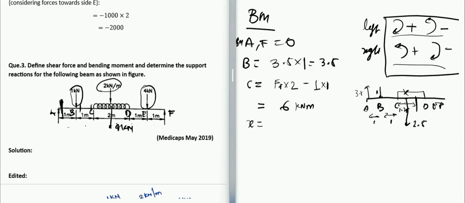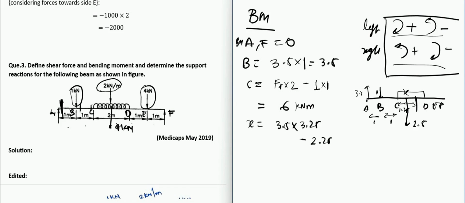It is coordinate X. So you have 3.5 into 1 plus 1 plus 1.25. That will give you 3.25. And then you have a minus 1 force. So 1.25 and 1 is 2.25, into 1. So 2.25 into 1 in the negative direction, because the distance is 2.25 and the force is 1, and it is in the anti-clockwise direction. So that is why we have taken it as negative.